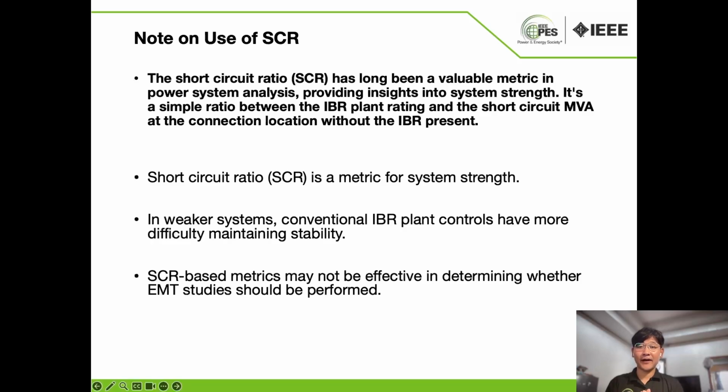As IBR penetration grows, the traditional SCR concept based on the short circuit current from synchronous machines may lose relevance in the future. SCR might still indicate system strength for basic IBR performance testing, but it shouldn't be solely relied upon to guarantee real-world plant performance.